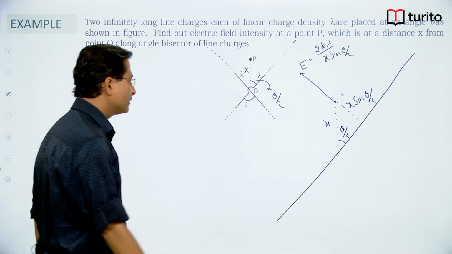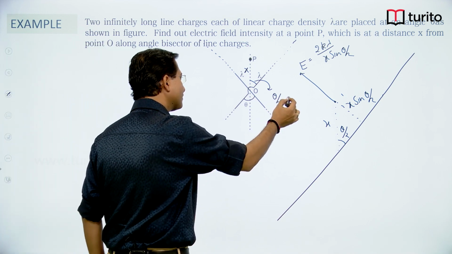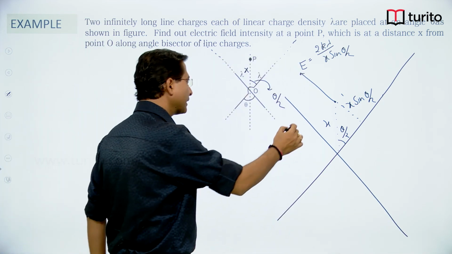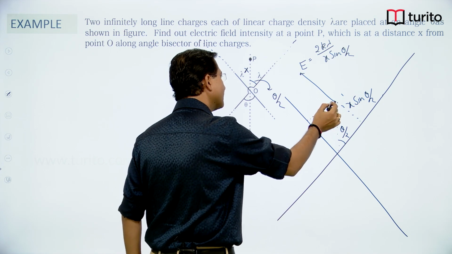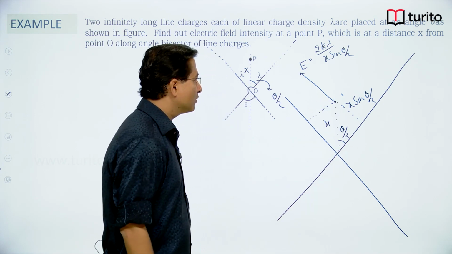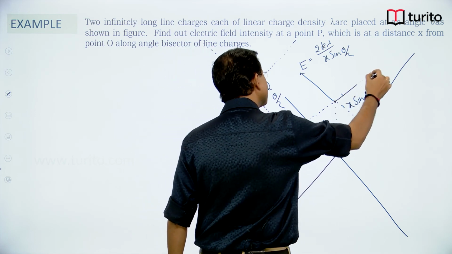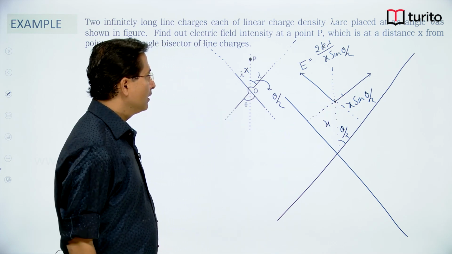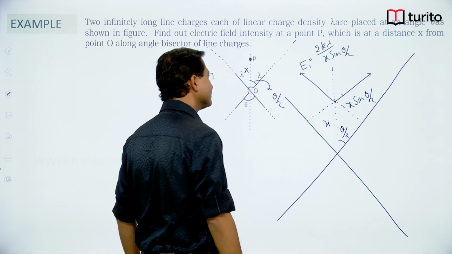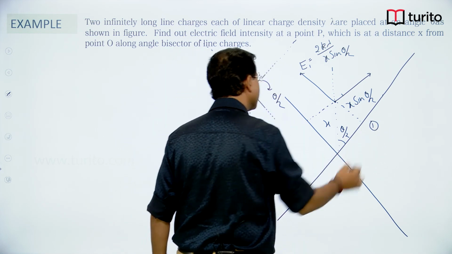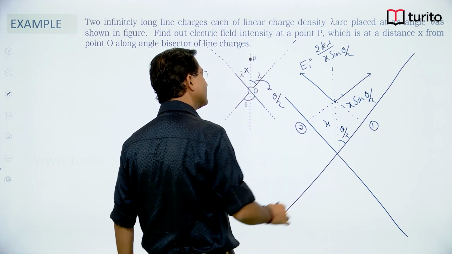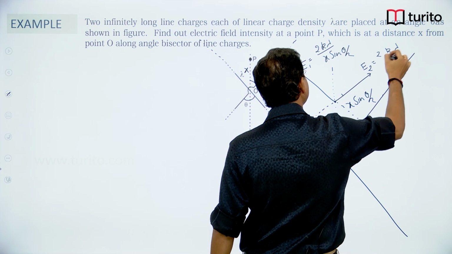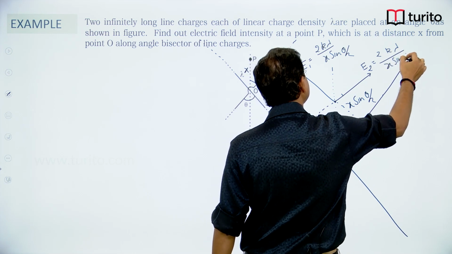Now let us take the next segment. Because of this other one, again I require a perpendicular distance. Parallel to this one its component will be 0 and perpendicular to this one the component will be like this. So let us call it E1 because of segment 1 and E2 because of segment 2. So E2 will be 2k lambda divided by x sin theta by 2.